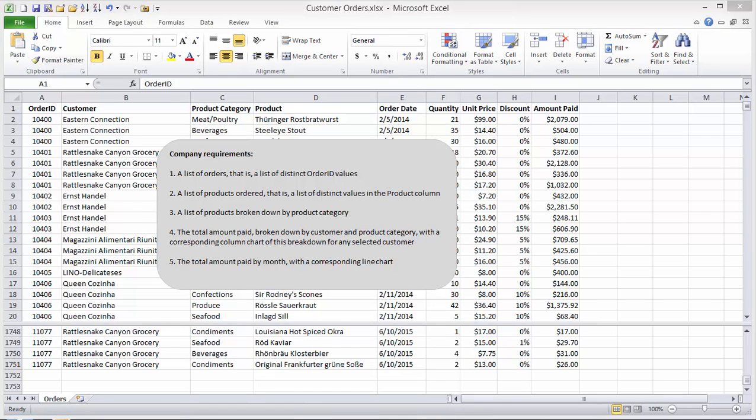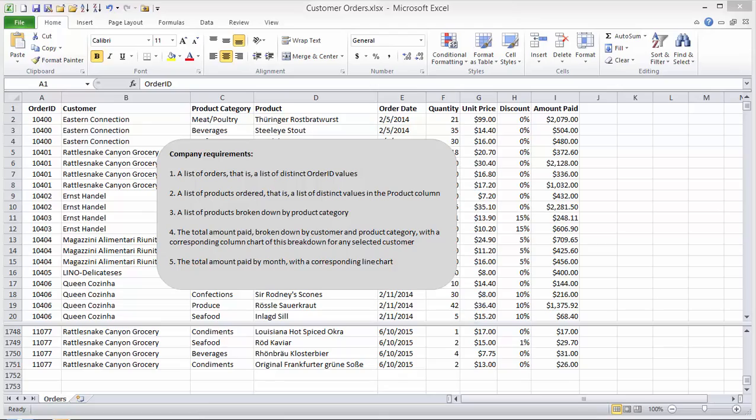The first example uses the data you see here. It lists orders placed by a company's big customers. Each row represents an order by some customer for some product. As you can see by the repeated order ID values in column A, some orders are for multiple products. This data set is of medium size, with 1,750 records.